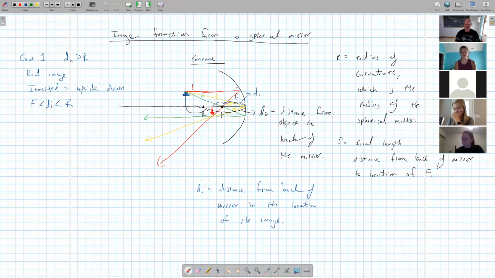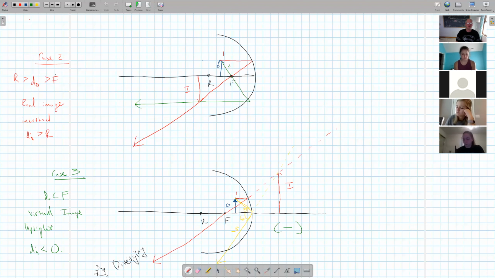When it comes to the concave mirror, case number 1, when the object is greater than the radius of curvature, it's a real image, it's inverted, and the image distance is somewhere between the radius of curvature and that of the focal length. Case number 2, when the object is placed somewhere between the focal length and the radius of curvature, again, it's inverted, it is real, but the image location is going to be somewhere greater than that of the radius of curvature. In case 3, when it's inside of the focal length, this one is going to be virtual, upright, and it's going to be negative. So in this case, it's going to be on the back side of the mirror.